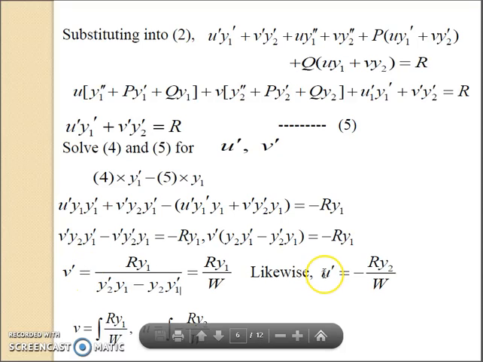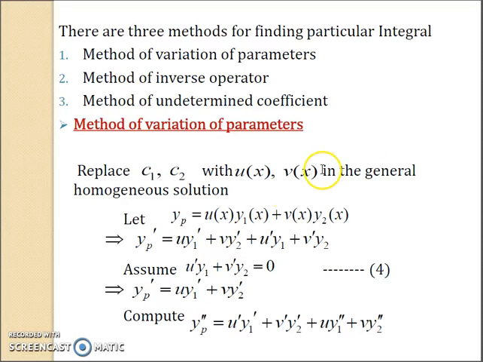Integrating v dash and u dash with respect to x, we get v is equal to the integral of r y1 upon W and u is equal to minus the integral of r y2 upon W. Substituting this u and v in yp is equal to u(x) y1(x) plus v(x) y2(x), we will get the required particular integral.